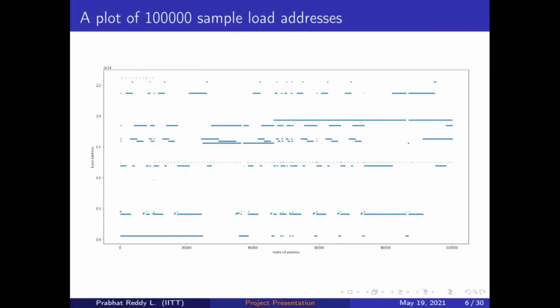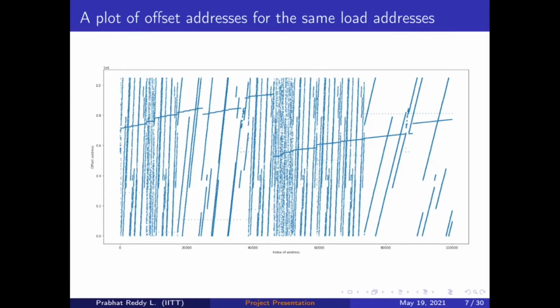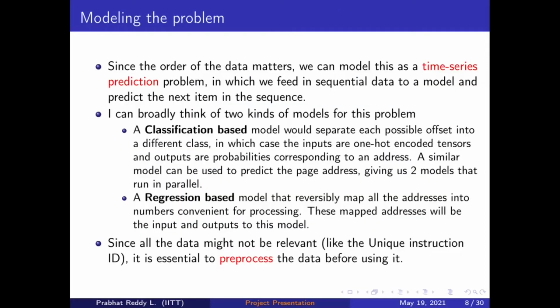So this is an example of 100,000 addresses in a trace file, and this is a plot of that. And this is a plot of the offset addresses corresponding to these load addresses. Offset address is a portion of the load address that contains most of the pattern information. Since the order of the data matters, we can model this data as a time series prediction problem in which we feed in sequential data and we try to predict the next item in the sequence.